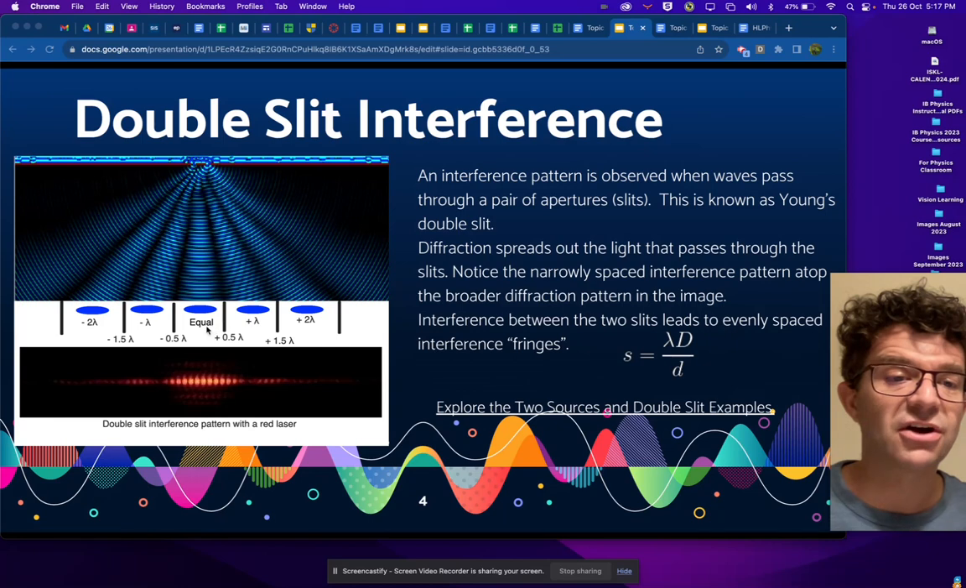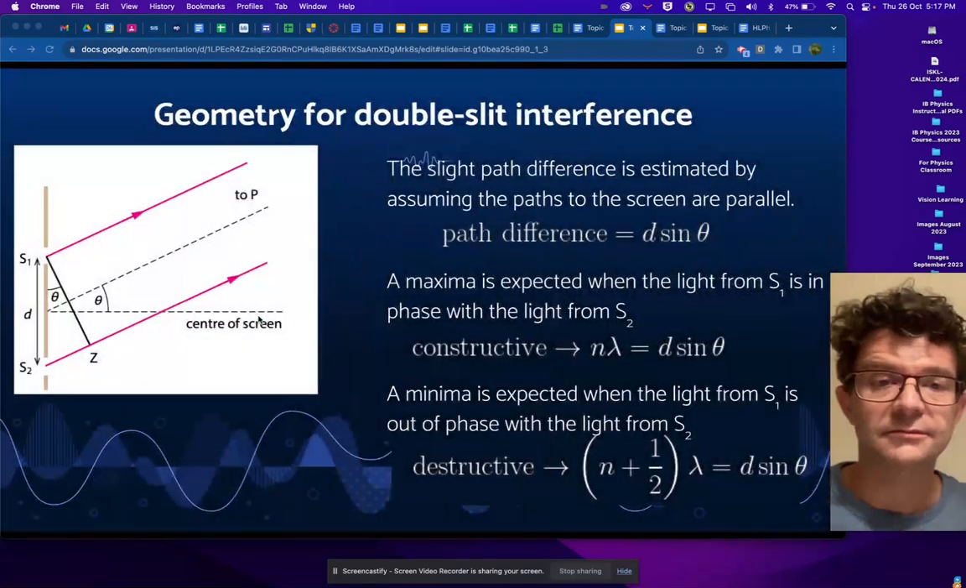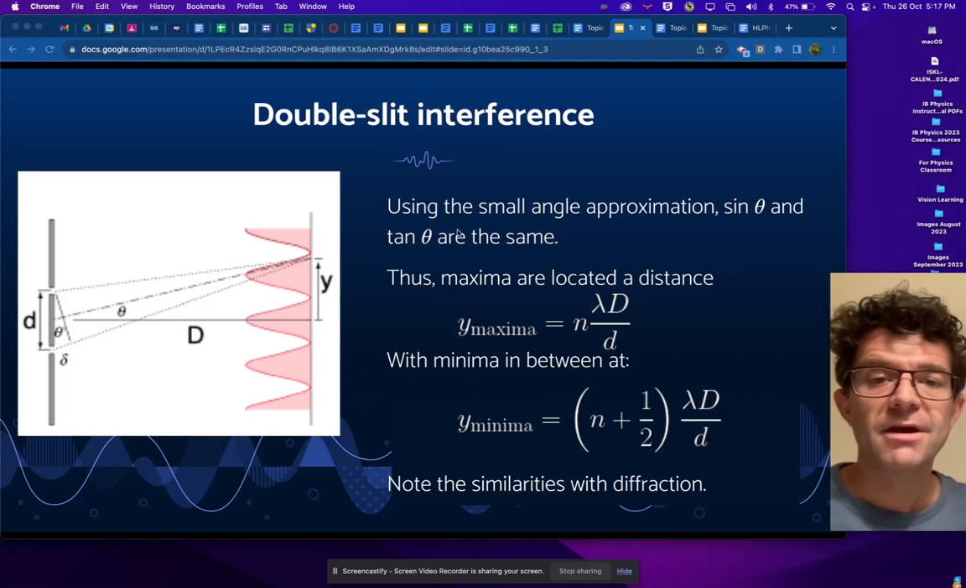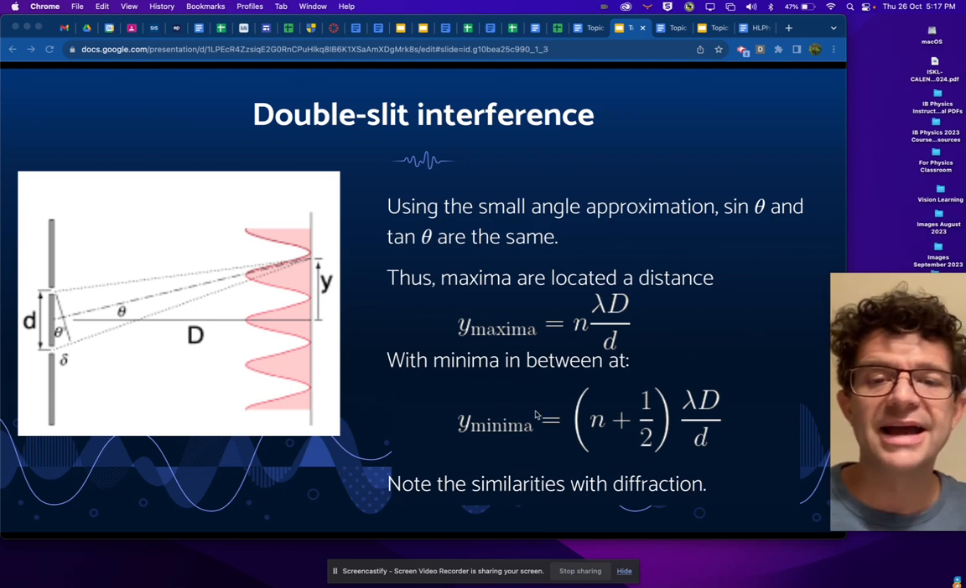The path lengths are equal. That's n is equal to 0. The path lengths differ by half a wavelength, n equals 0 plus a half. They differ by one wavelength, n is equal to 1, etc. We can do a small angle approximation if we want to, and we can then find the locations of those maxima and minima. They're going to end up being very similar.